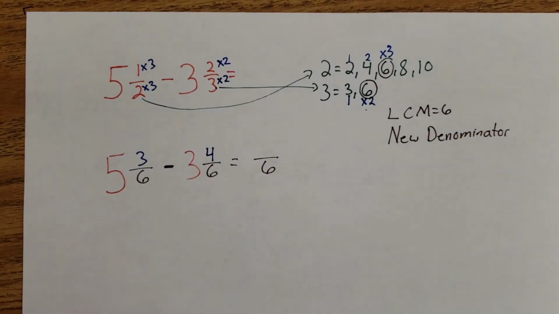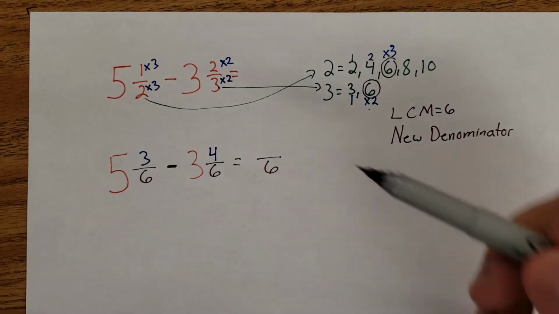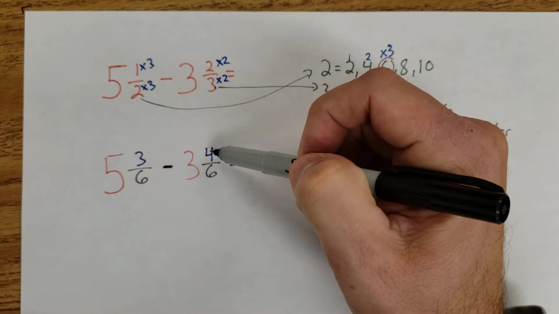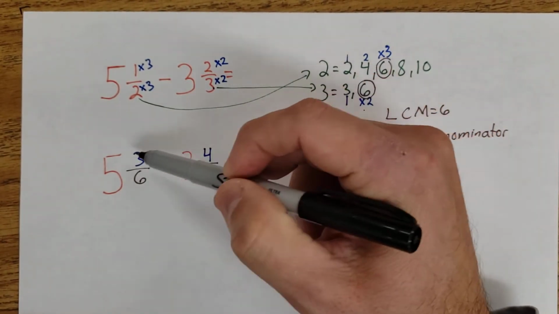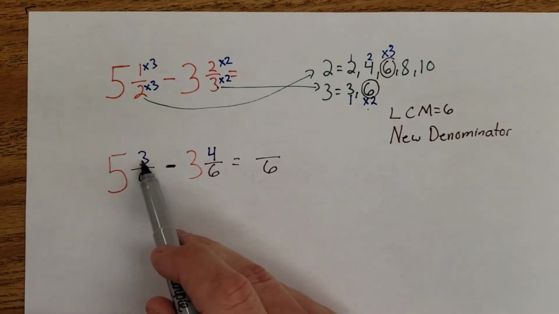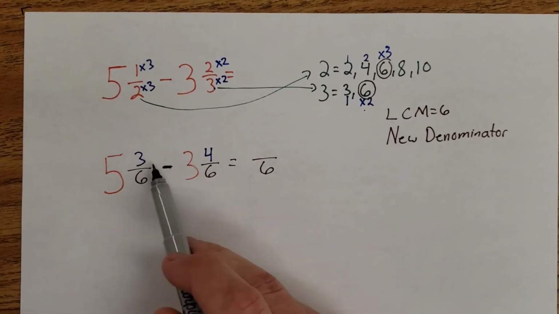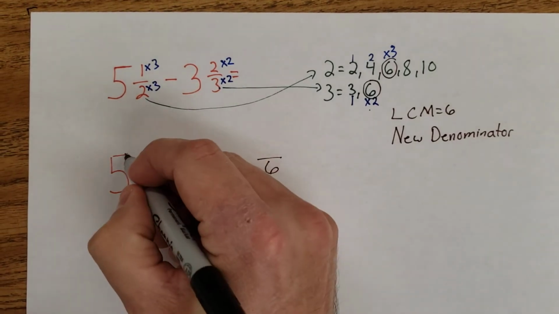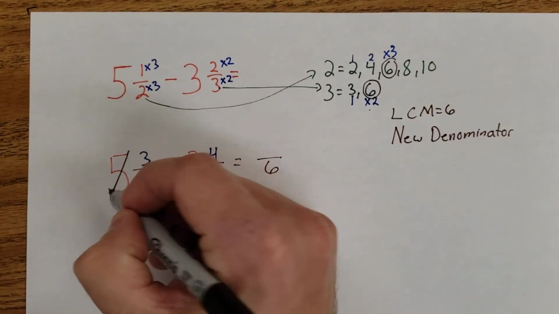And now we can subtract, except we're going to have a problem here. 3 minus 4, the numerators. I can't subtract those right now. So I got 3 pieces here, and I got 4 pieces here. I can't take 4 pieces away if there's only 3. What are we going to have to do? We're going to have to actually borrow from our whole number.